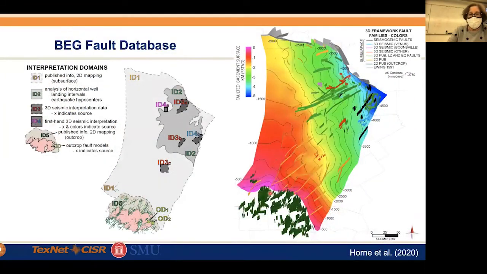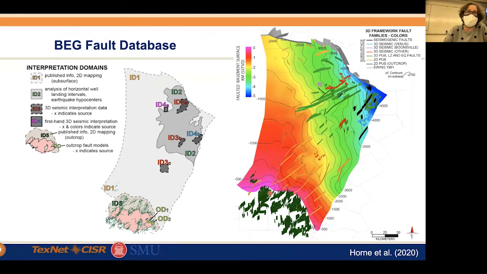The earthquakes are occurring on faults. It was pretty clear from Oklahoma and Texas that those faults are not new faults. They were already there. So where are they? You have to try to create a fault database. It's pretty hard.